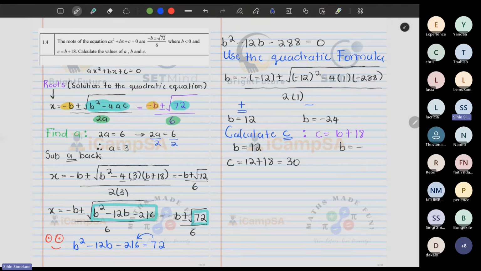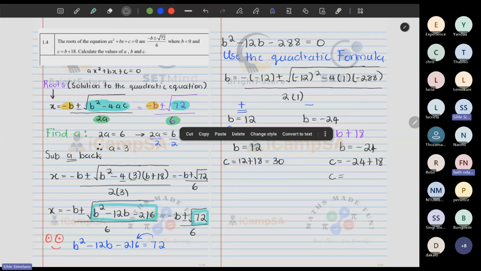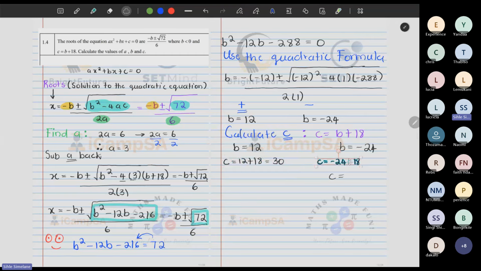30. Then I'm going to use b is negative 24. We're still using c is b, which is minus 24, plus 18. What is the answer? Minus 6. Negative 6. Yep, so let's make some space and squeeze in our negative 6 here. So we now have our values of a, b, and c.